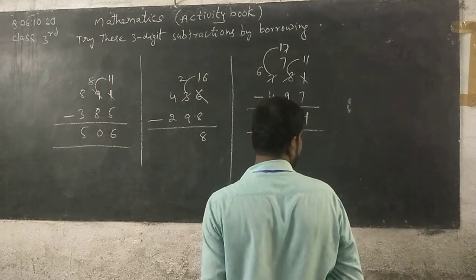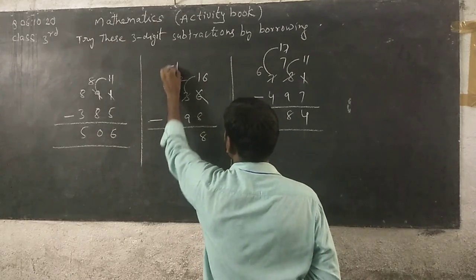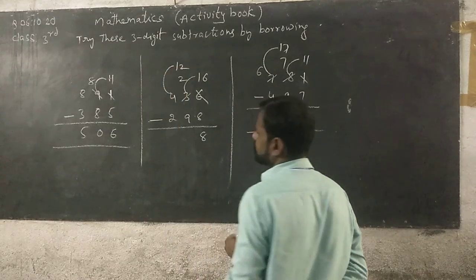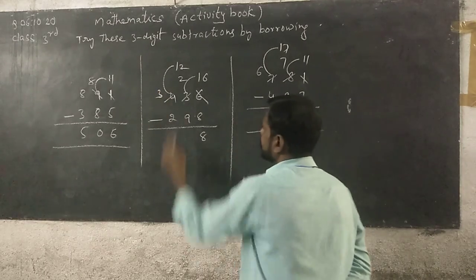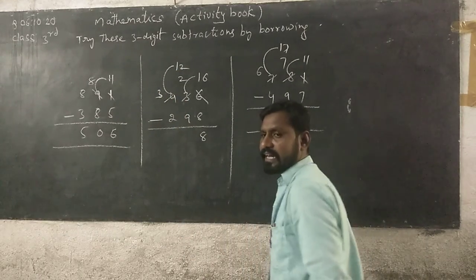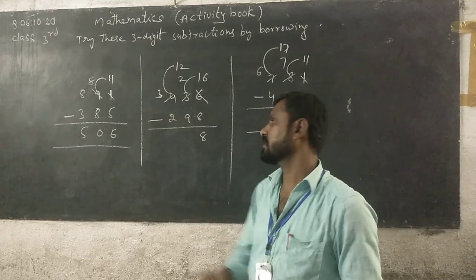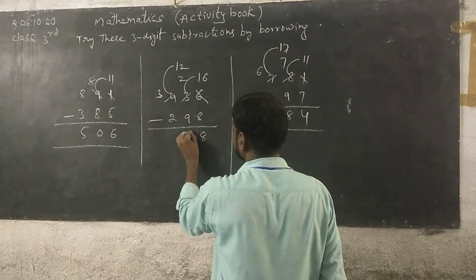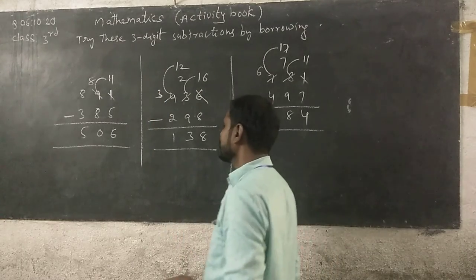2 minus 9, possible? Not possible. Take borrowing from 4. It can give 10. 10 is added to 2. 2 plus 10, 12. So 4 can lose one, here 3. 12 minus 9. 9 after, you can count up to 12: 10, 11, 12. 3. Next, 3 minus 2, you get 1. What is the difference? 138.